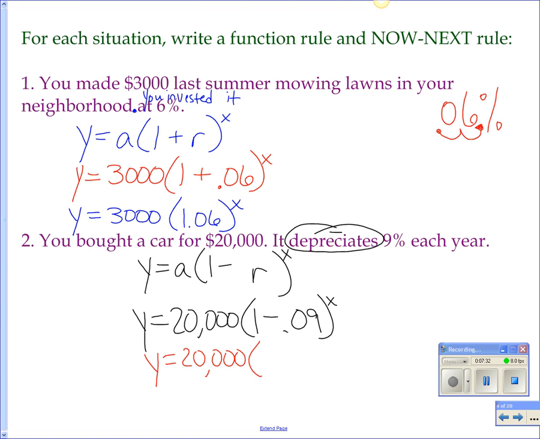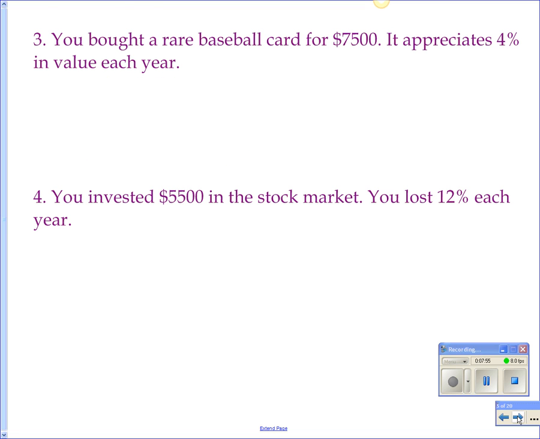Dylan, what is 1 minus 0.09? To the x. So that's your answer. That's the function rule. Okay. All right, does anybody have a question on those two? Okay. Number 3, you bought a rare baseball card for $7,500. It appreciates 4% in value each year.